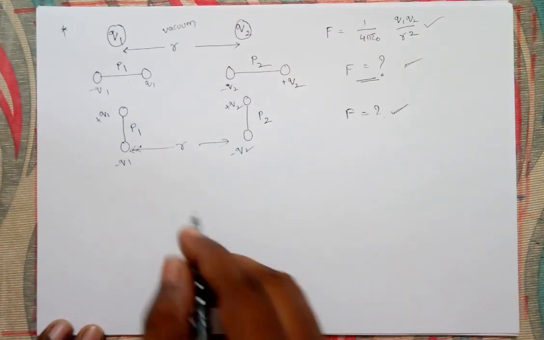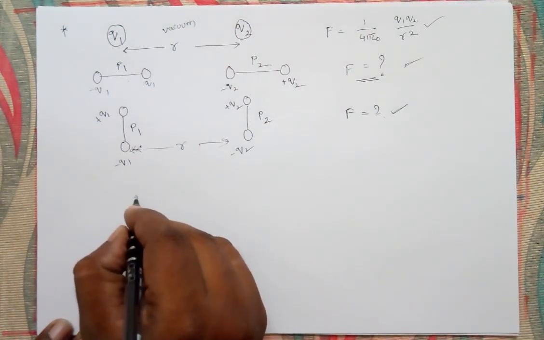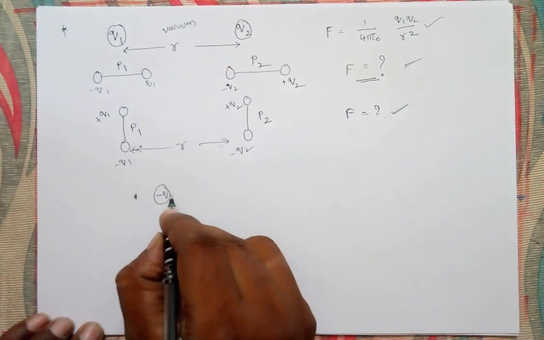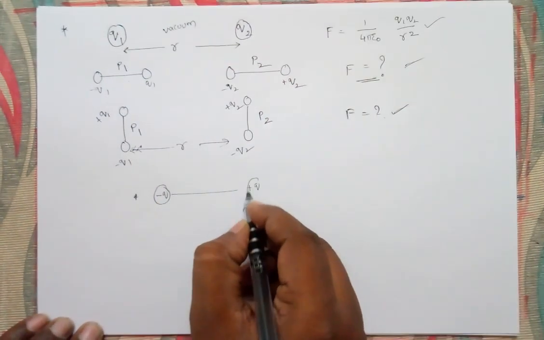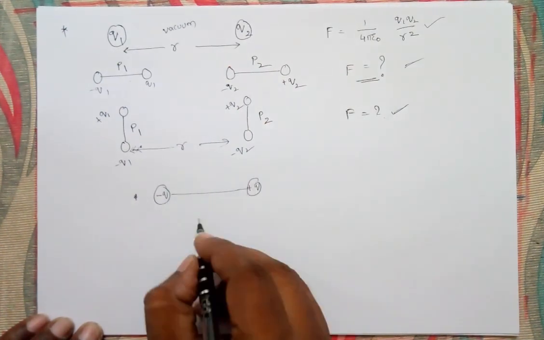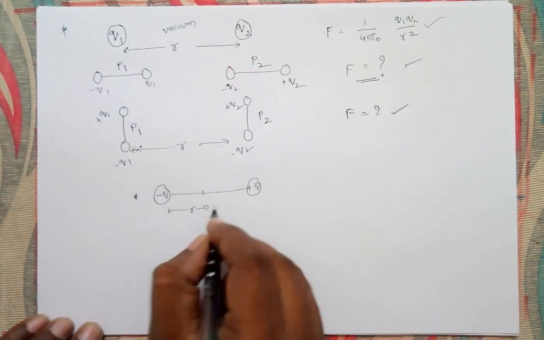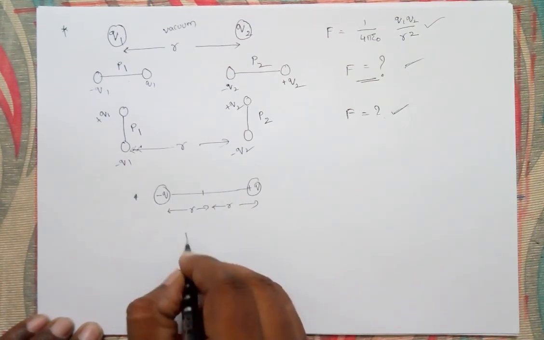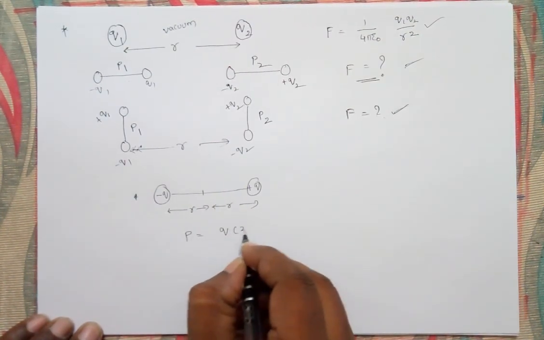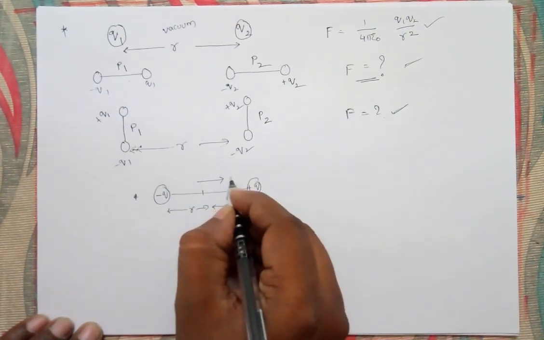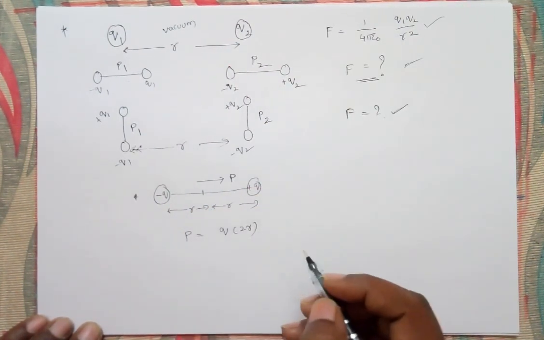You may have forgotten it from the previous videos, you can see once again. If two charges are separated by a distance r, the dipole moment is charge into distance between the charges, and the dipole moment direction is from negative charge to positive charge.